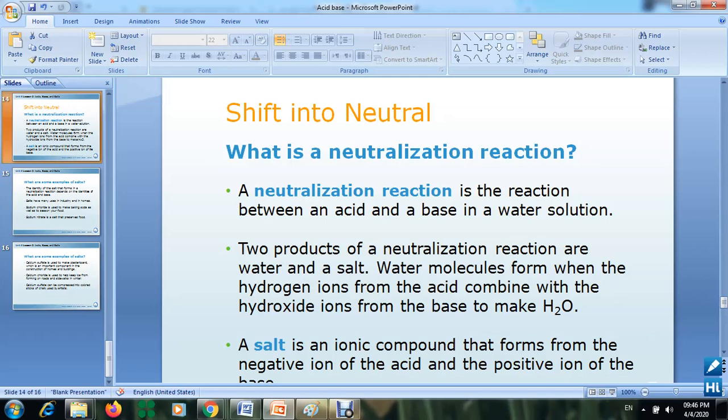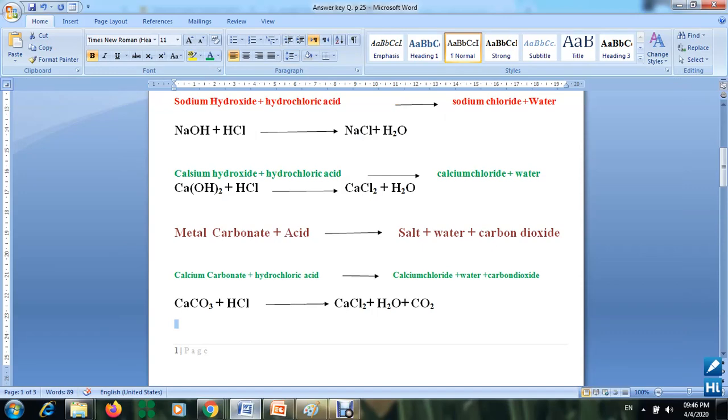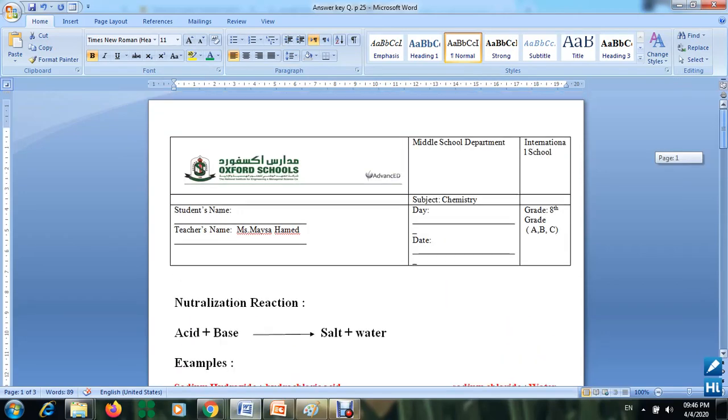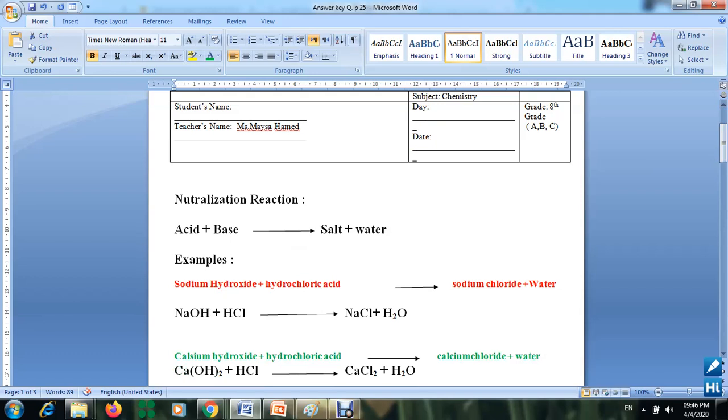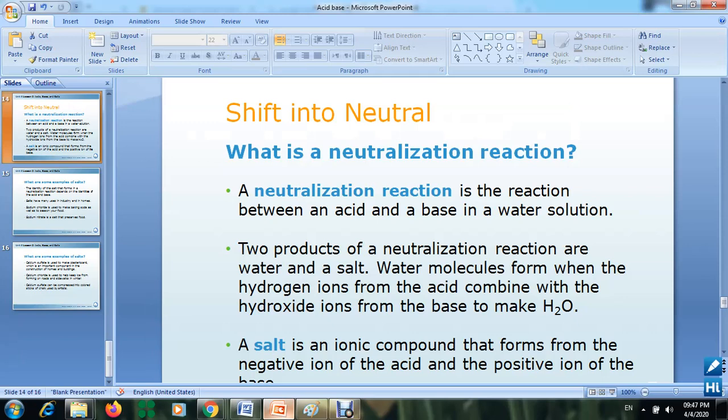So what is a neutralization reaction? It is the reaction between an acid and a base in a water solution. So again, a neutralization reaction is a reaction between acid and base to produce salt and water. What are the products from this reaction? Two products. The first product is salt, the second product is water.